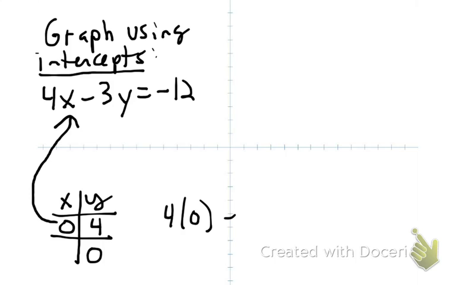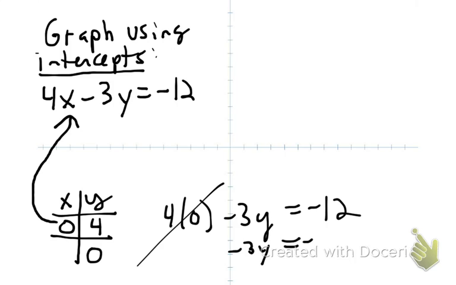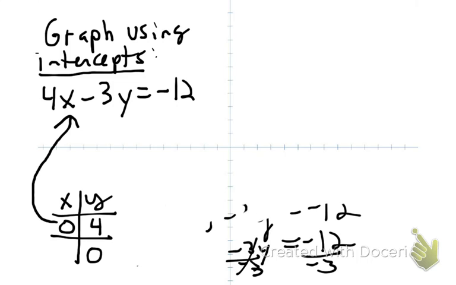If you can't see it, you could literally write it out. 4 times 0 minus 3y equals negative 12. That's just going to zero out. So negative 3y equals negative 12. And then you can literally solve it for y. So you'll get out 4. Okay? I'm going to erase that.